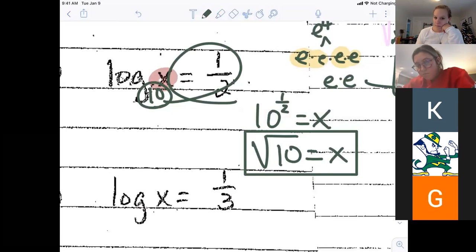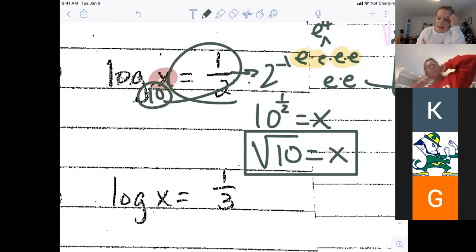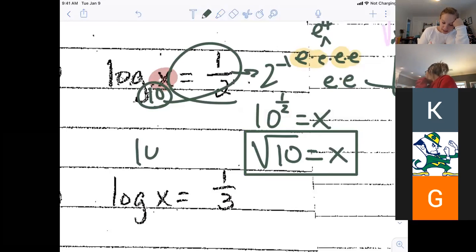I thought it would be like -2 or something. -2, since that's like a fraction. Okay, a very good exponent question. This could be written as 2 to the -1st, but then that would be like 10 to the 2nd to the -1st, and that's like a lot of powers going up.